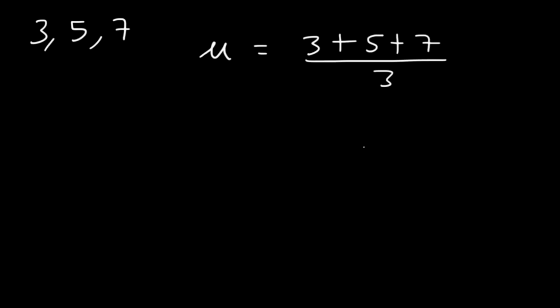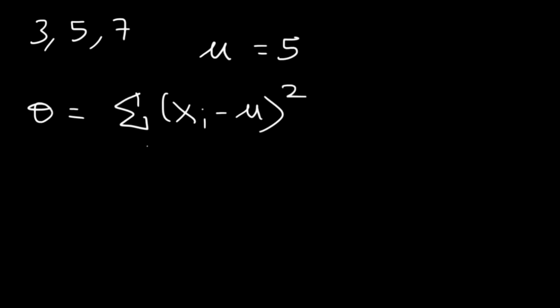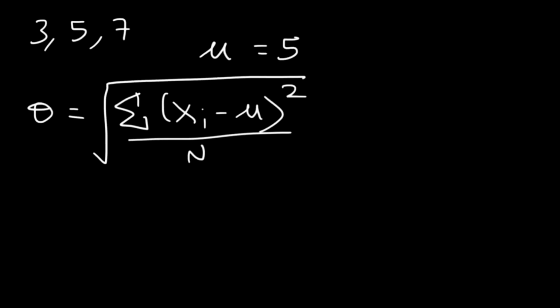3 plus 5 is 8. 8 plus 7 is 15. 15 divided by 3 is 5. So that's the mean. Now what should we do next, now that we have the mean? Now think of the formula. It's going to be sigma of every point minus the mean squared divided by n, and then all of this is within the square root.